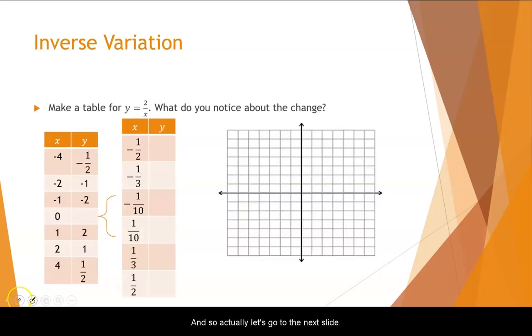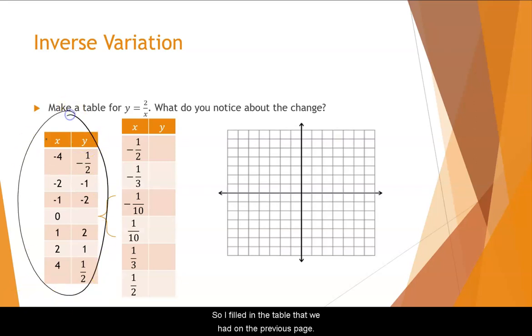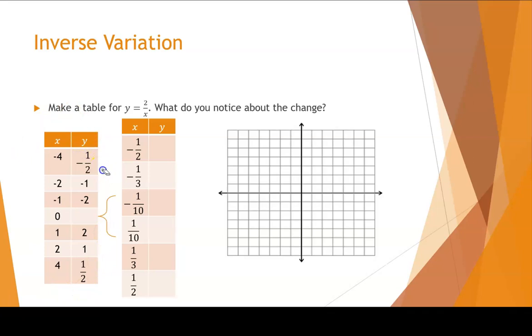And so actually, let's go to the next slide. So I filled in the table that we had on the previous page and just expanded out. And what I've done is I've picked some fractions where x is getting really close to 0 on the negative side and really close to 0 on the positive side.